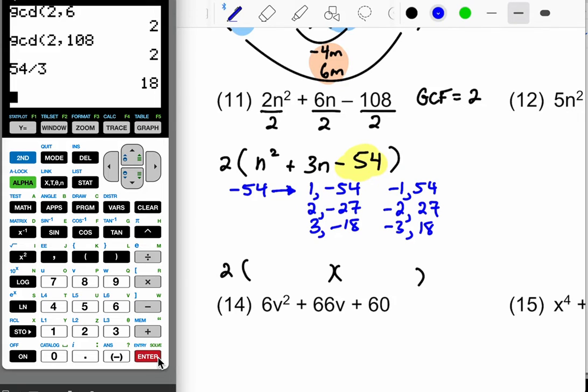5 is the easy one, because if a number doesn't end in a 0 or a 5, then 5 is not going to divide evenly into it. 6, well, 9 times 6 is 54. So 6 times negative 9, negative 6 times positive 9. 7 doesn't work. 8 doesn't work. 9 does work, we just did 9. So everything else will be a repeat.